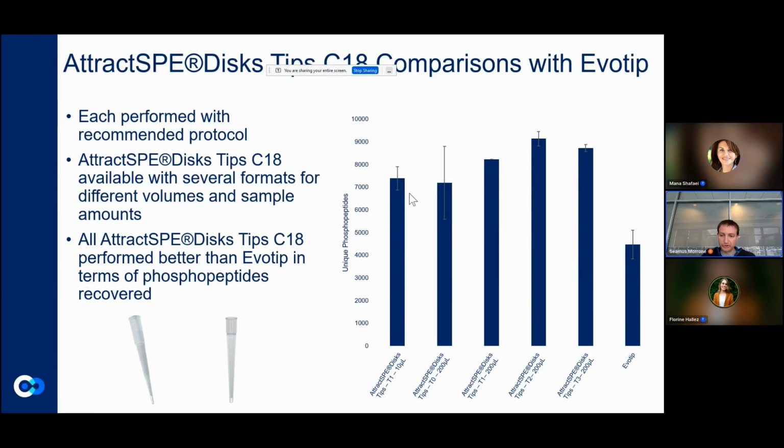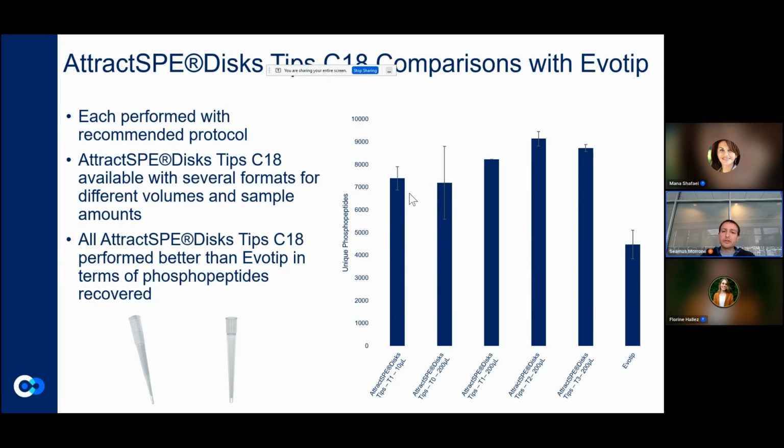And in this, we're illustrating it with EvoTip, that we were getting a better recovery, even though we were using the recommended protocols for all of these. The recovery for Affinisep was much better, although we have been using the EvoTips quite a bit for other sample preps, and we were getting very good recovery. For some reason, we were getting worse recovery with this.